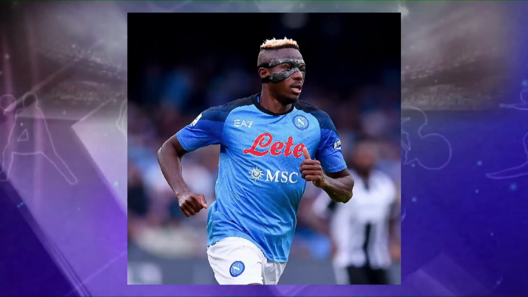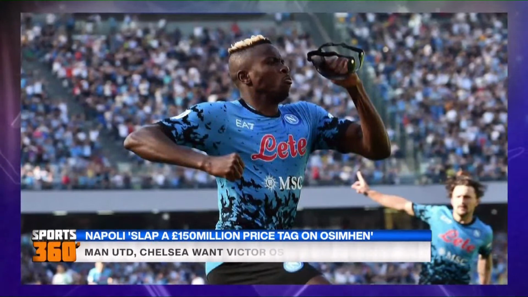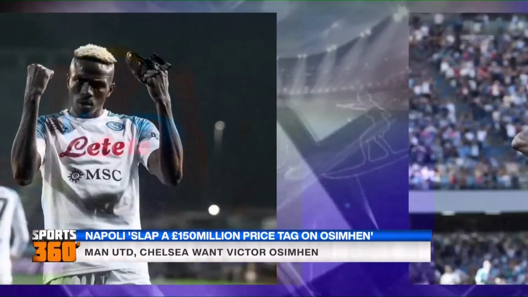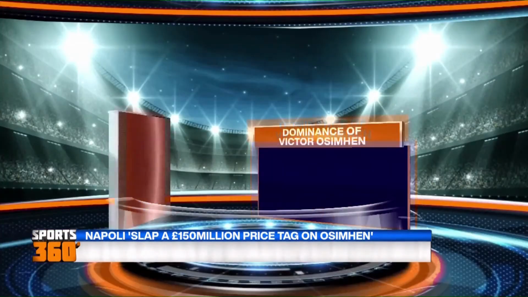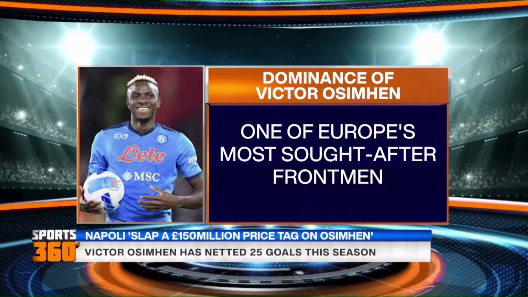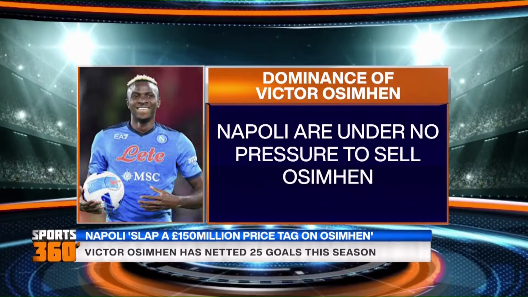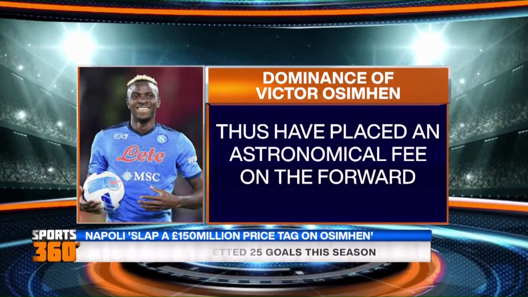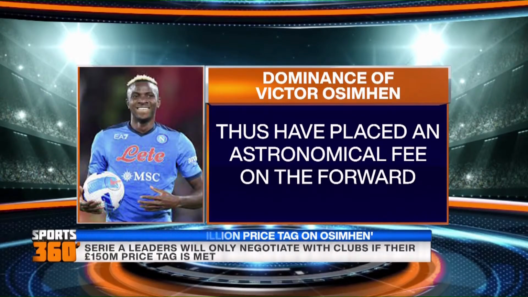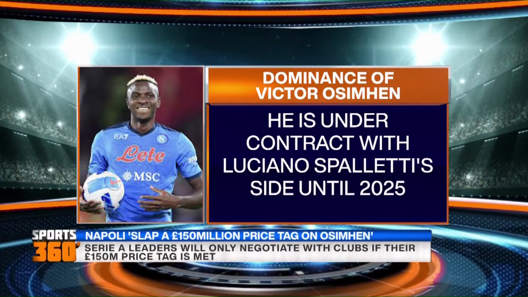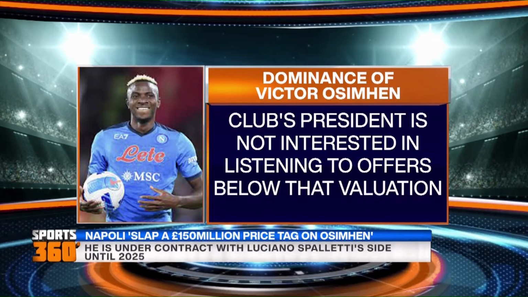Napoli have reportedly slapped a £150 million price tag on Chelsea and Manchester United target Victor Osimhen. The Nigerian striker has become one of Europe's most sought-after frontmen. Napoli are under no pressure to sell Osimhen and thus have placed an astronomical fee on the forward. He is under contract with Luciano Spalletti's side until 2025. Club president Aurelio De Laurentiis is not interested in listening to offers below that valuation.